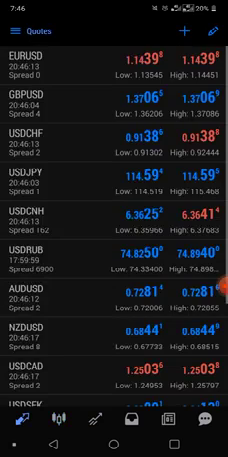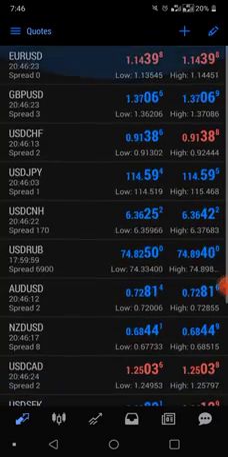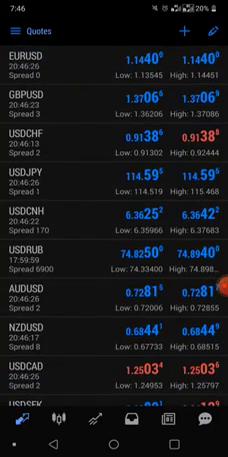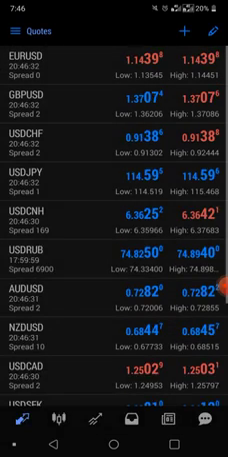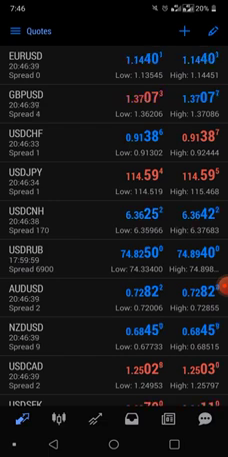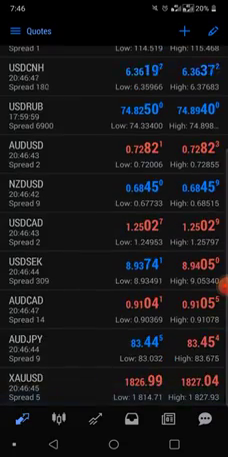Okay, when I log in, the first thing you will see is a list of things written like EUR, USD. These are currency pairs. When you look here, you see currency pairs. In front of them, you see some figures like 1.1440.